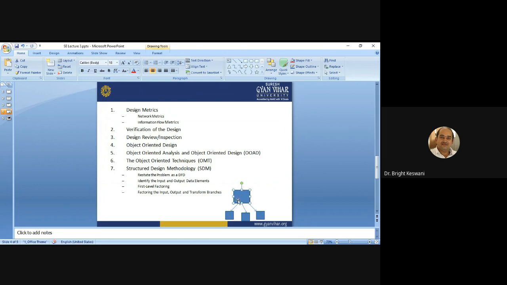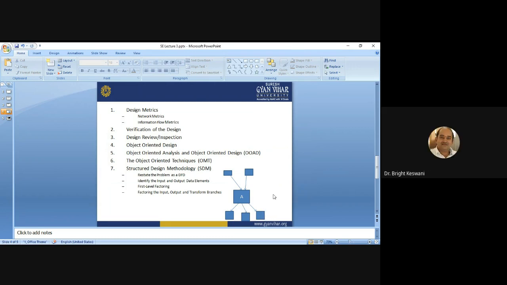And what is fan in in this case? Now this is fan in, and these are the fan outs. So there are two fan ins in this case. When we say that this is module A, then in the case of module A, there are two fan ins and three fan outs. These are the super modules of module A, and these are the subordinate modules of module A.